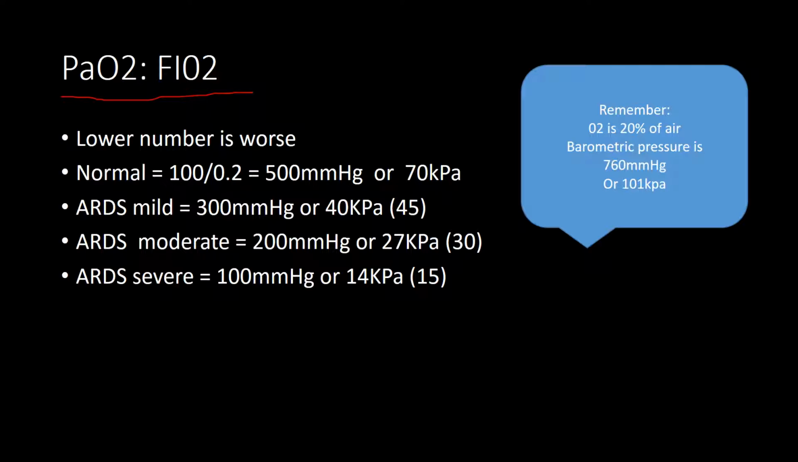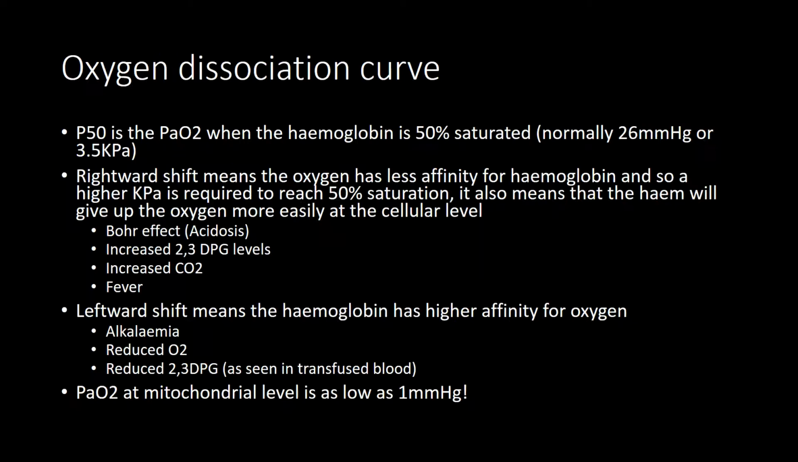Talk about the oxygen dissociation curve briefly. So the P50 of the oxygen dissociation curve is where the oxygen is 50% saturated, and that's normally at a PaO2 of 3.5 kPa.